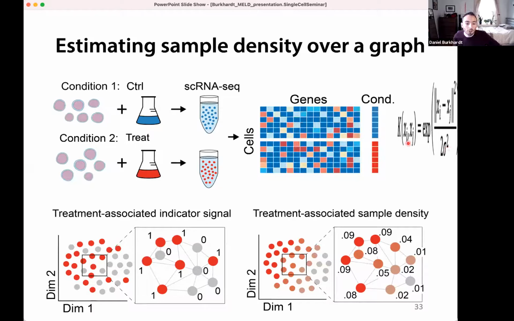What we want to do is take a kernel over the graph and create some density estimate of this signal. So we're now using a graph signal, a vector over the graph. We're smoothing it over the graph, and we get some density estimate of that sample over the data set that we've observed.